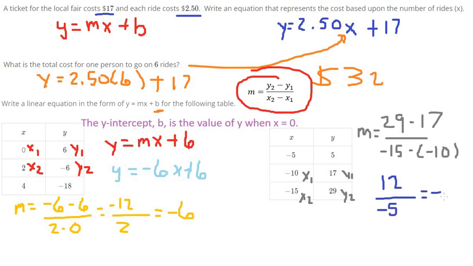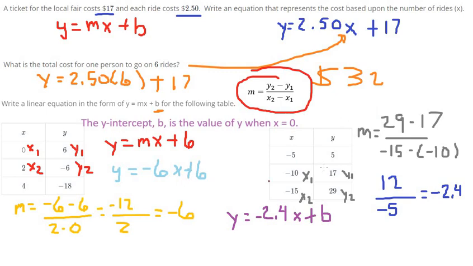And I may want to even put this as negative 2.4. That's also okay. But we need to find the b. We have the m, which is the harder part. So y equals negative 2.4x plus b.